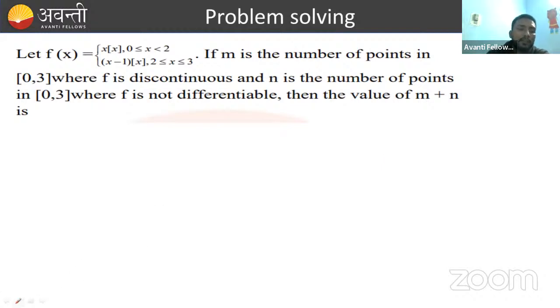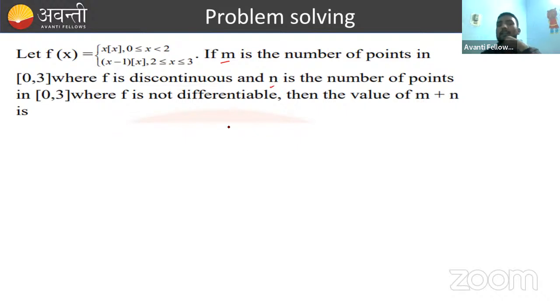Okay, now here is one more question we can see. We have a function, right? 0 to 2. It is similar to the first question that I discussed in today's class, but 2-3 students were not there from the start, so they can see this question. So now what are they saying? We have a function, we have to find the number of points where it is discontinuous, that is m, and the number of points where it is not differentiable, that is n.